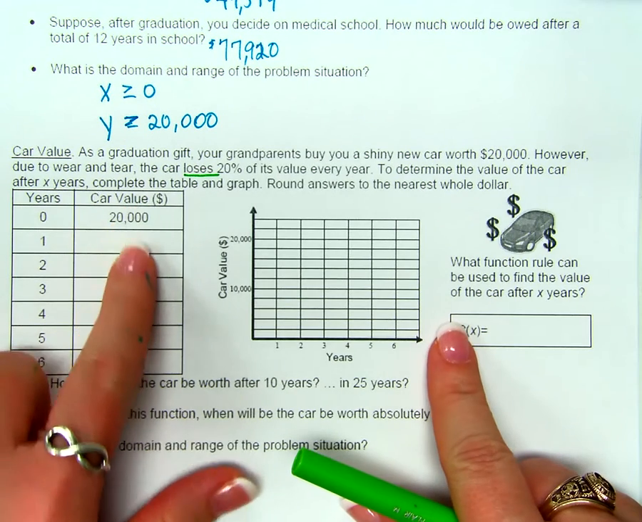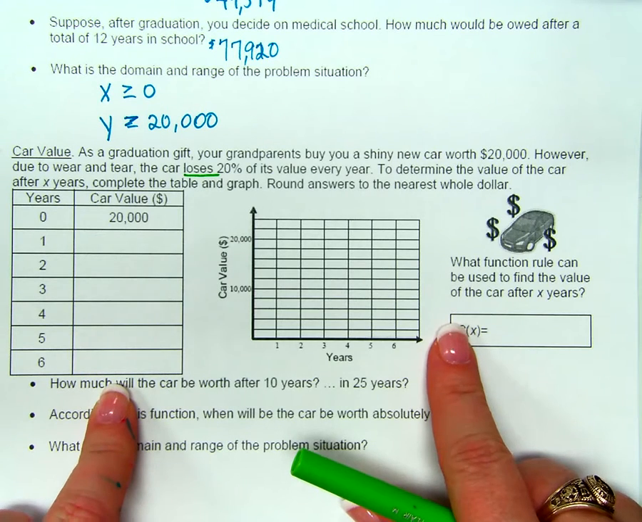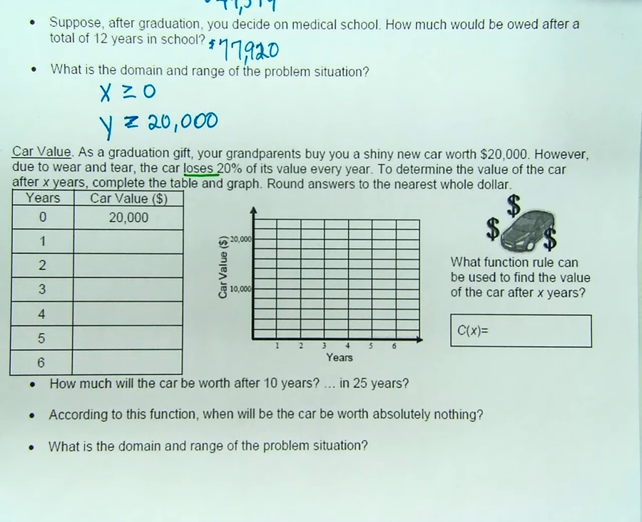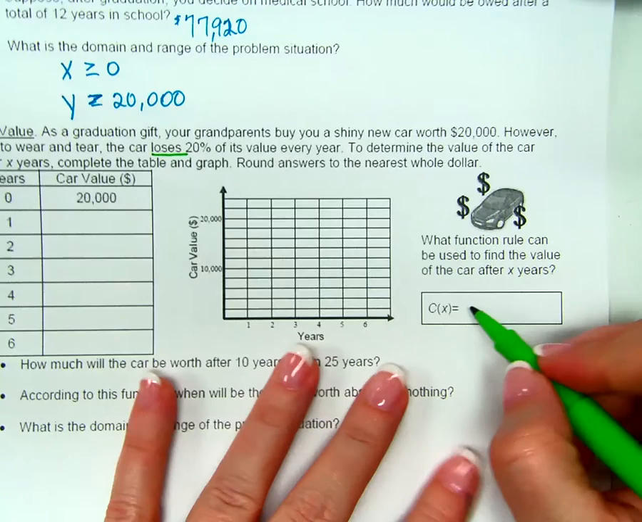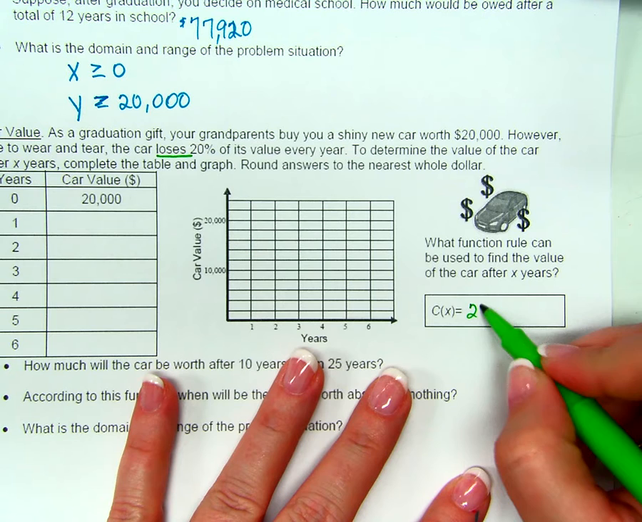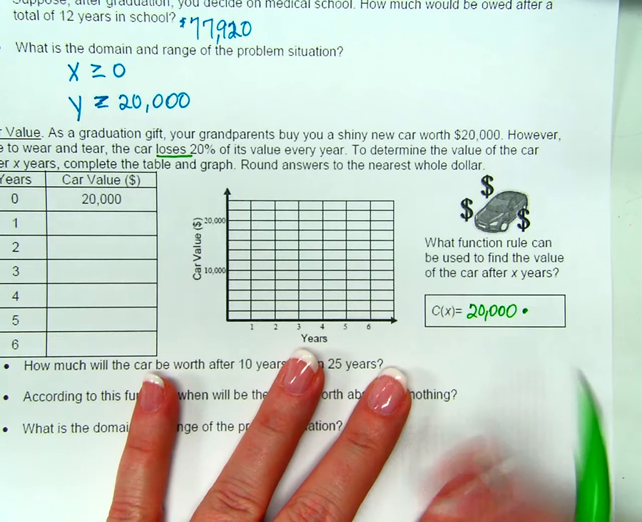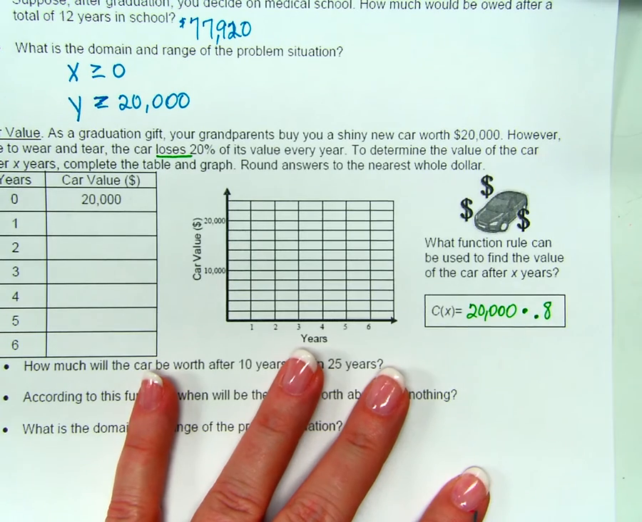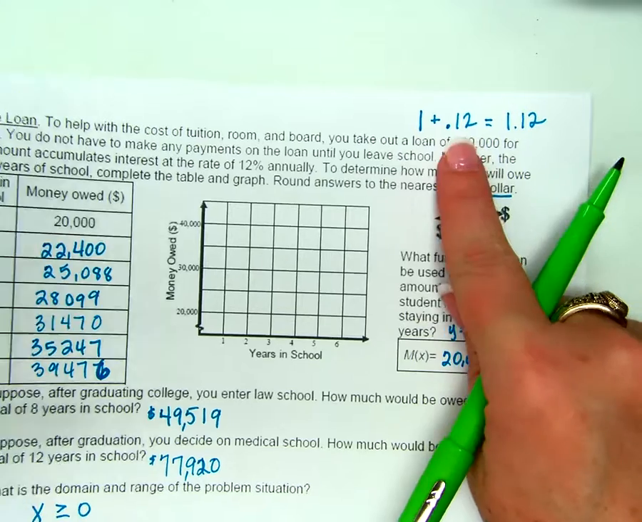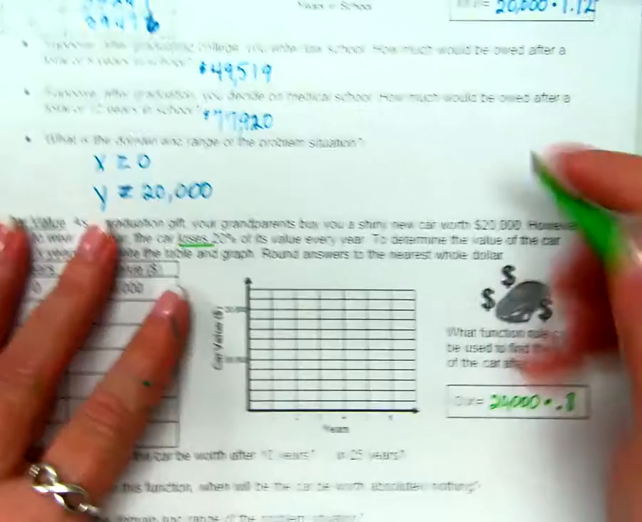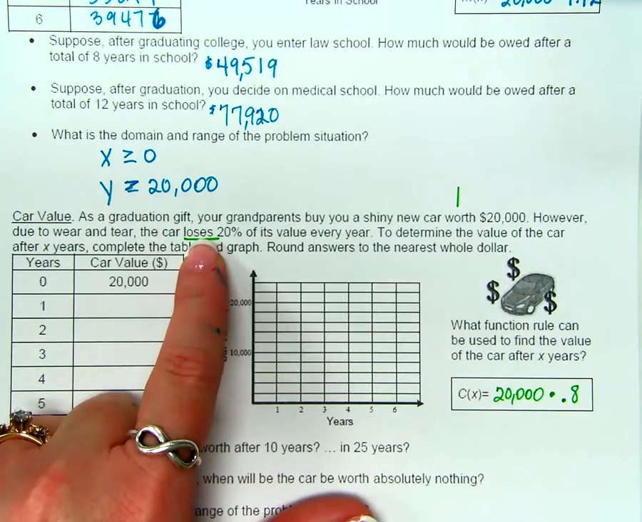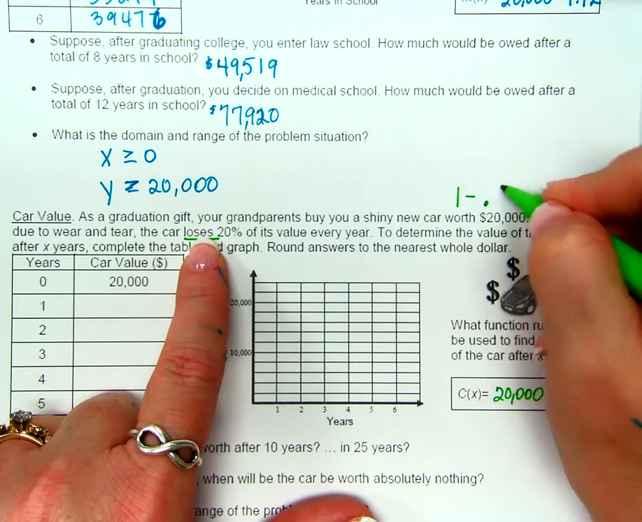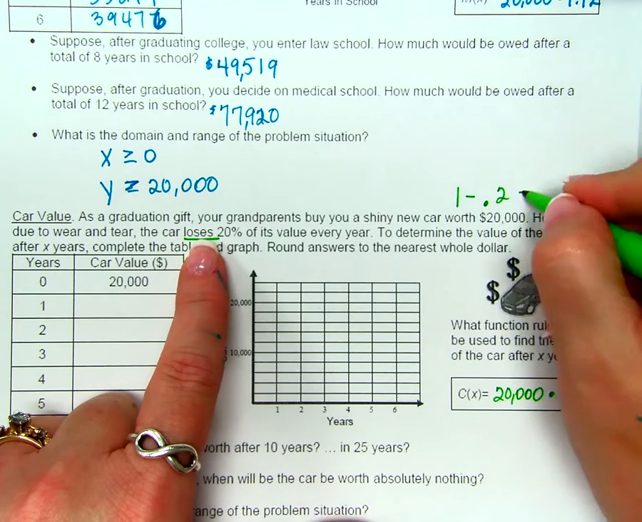Is our table going to be increasing or decreasing? Decreasing. And if our value is decreasing, that means my B value has to be less than 1, between 0 and 1, right? So my A value is going to be what? 20,000. I agree with that. What is my B value going to be? 0.8. Where did the 0.8 come from? Remember, what did I do up here? I started with 100%, so the 1, and since I'm losing 20%, I subtract the 0.2 to give me 0.8.